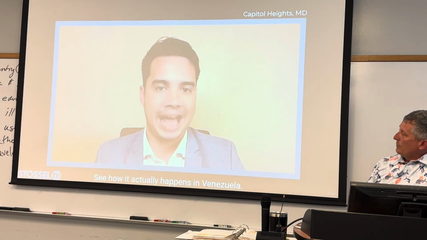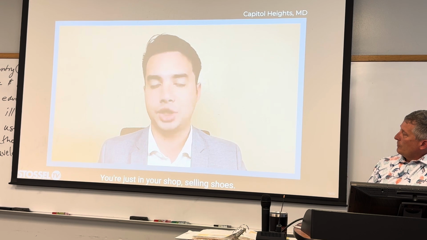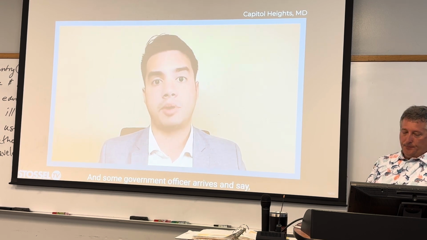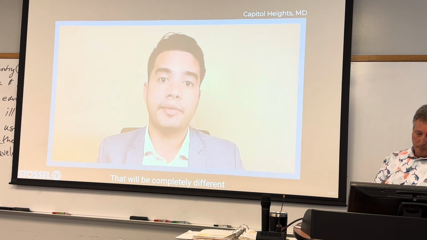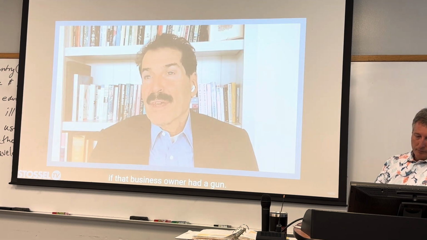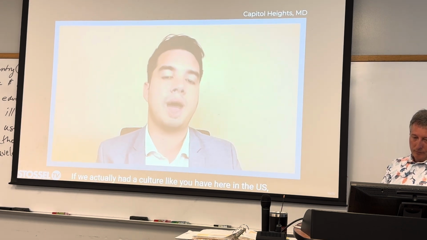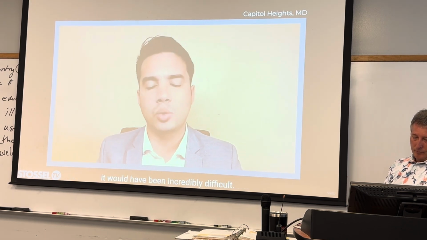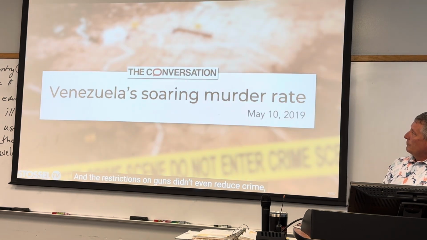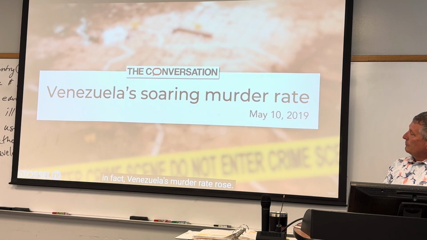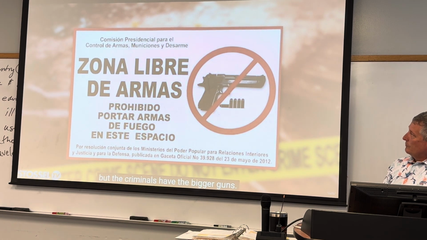See how it actually happens. So you're just in your shop selling shoes, and some government officer arrives and says, "We're gonna shut down your business." That would be completely different if that business owner had a gun. But the government would just come in with bigger guns. If we actually had a culture like we have here in the US, it would have been incredibly difficult. And the restrictions on guns didn't even reduce crime. In fact, Venezuela's murder rate rose. These laws never work. Citizens don't have guns, but the criminals have the bigger guns.